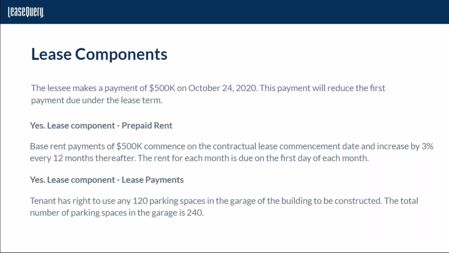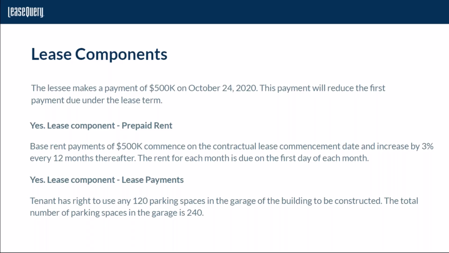Thirdly, the tenant has the right in the contract to use any 120 parking spaces in the garage of the building to be constructed. The total number of parking spaces in the garage is 240. Now, this is a little complex to include in this situation. There's no money involved here, but one thing that we need to remember is with a contract, there is often a need to allocate the total price of a contract to all of the components within it.